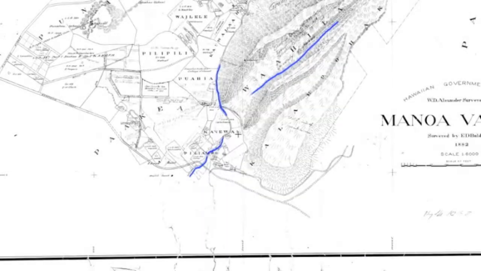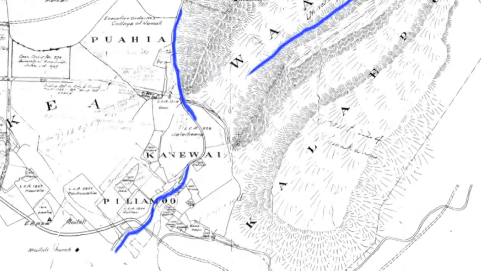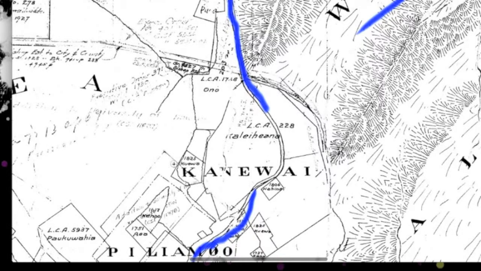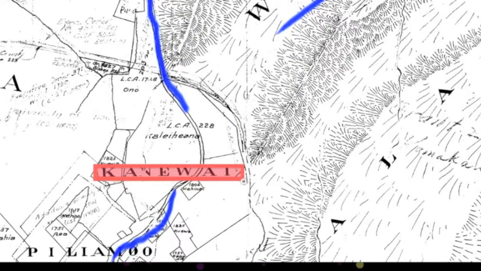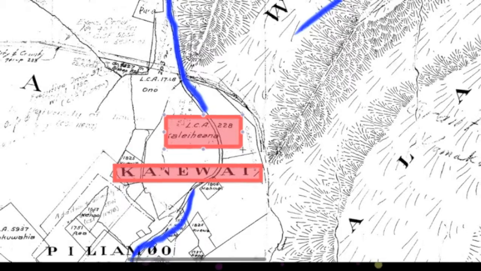That's a good question. Let's take a look. Looking at our map again, you'll see the name Kaleheana and LCA 228 written in next to Kanewai. This refers to Land Commission Award 228, which was awarded to Kaleheana in the Mahele. Now that we have this information, we can locate the original Land Commission Award document to find out more detail about this aina in particular.